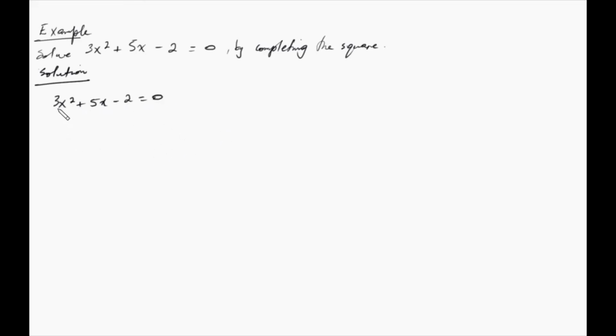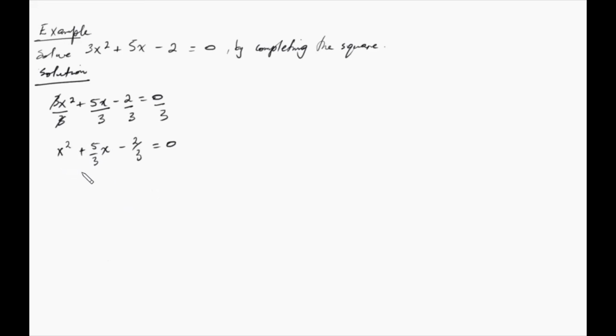Now, the coefficient of x squared is not 1, but 3. What does that mean? It means we have to divide by 3 here, so that the coefficient is 1 there. So each term is divided by 3. Now we are going to have x squared plus 5 over 3x minus 2 over 3 is equal to 0.